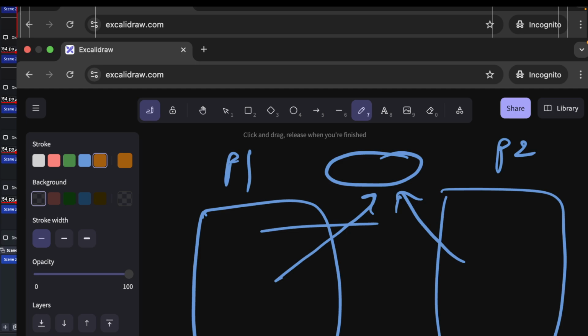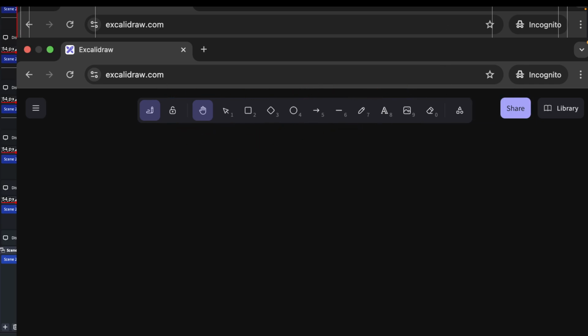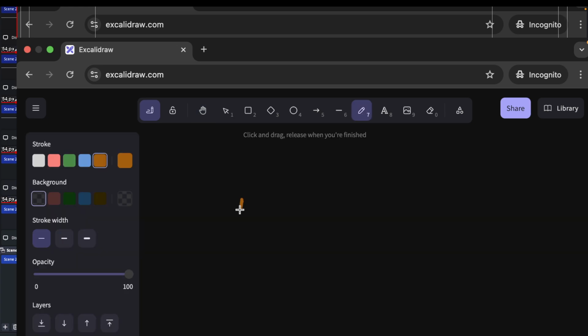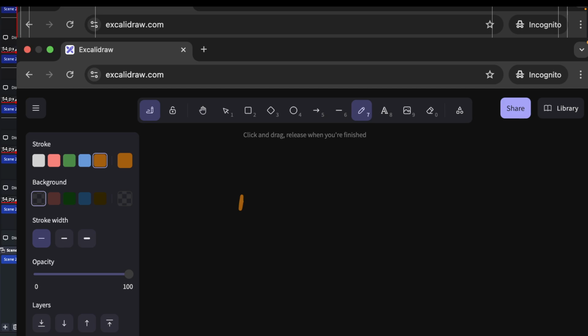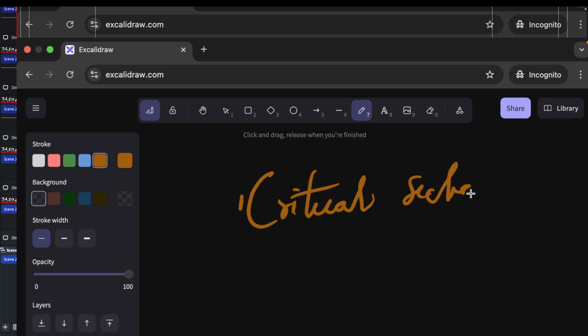So for this we have designed certain rules. There are three requirements or three principles that we follow. So how to solve the critical section problem? Whenever we are in the critical section, there are three major rules that we have to follow. First is mutual exclusion.